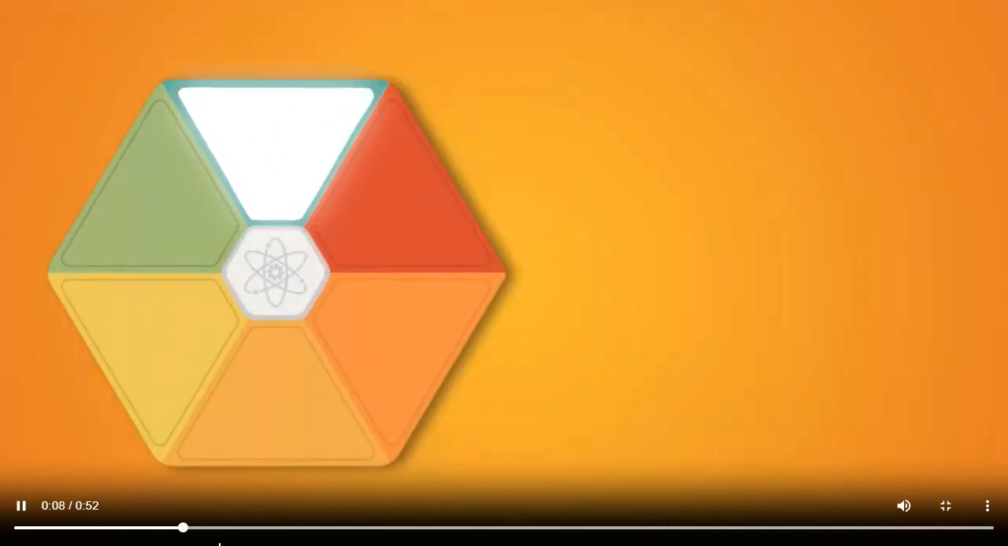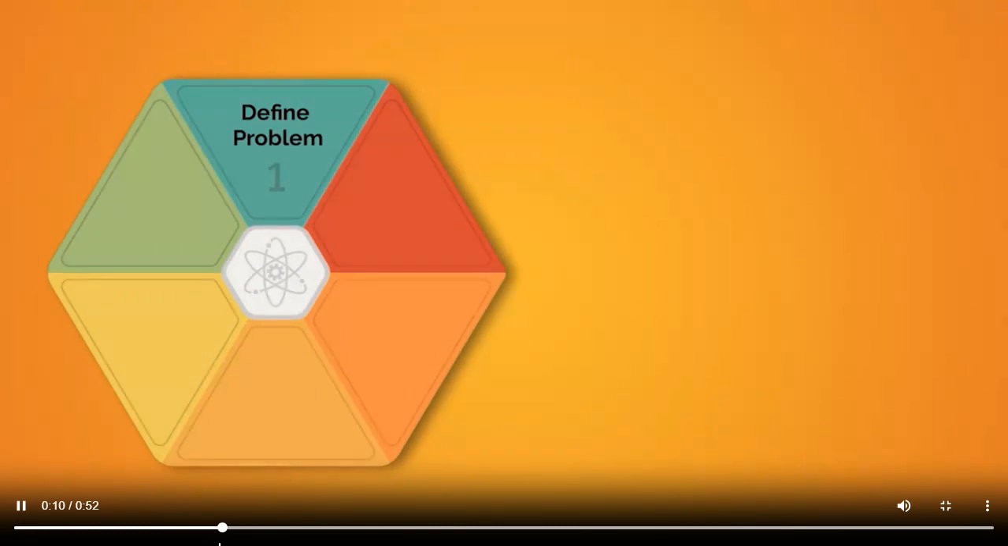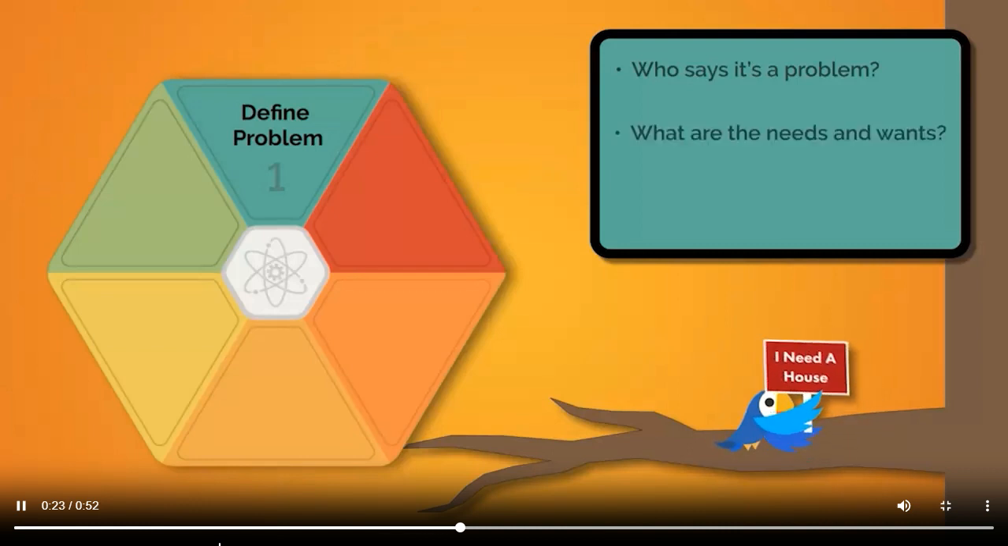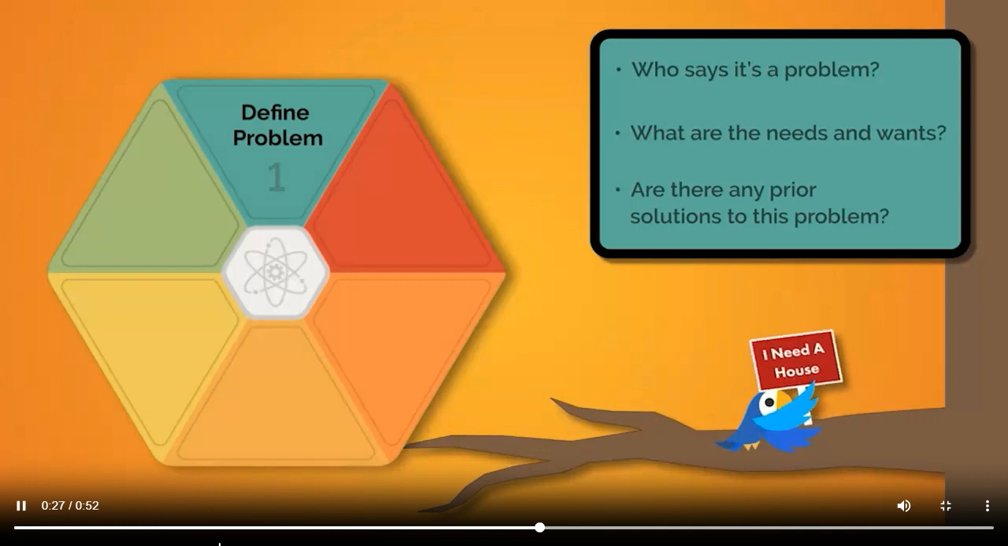The first step in the design process is to identify a problem or an opportunity. As part of this step, designers validate the problem or opportunity by asking questions such as, who says it's a problem? What are the needs and wants? And are there any prior solutions to this problem?